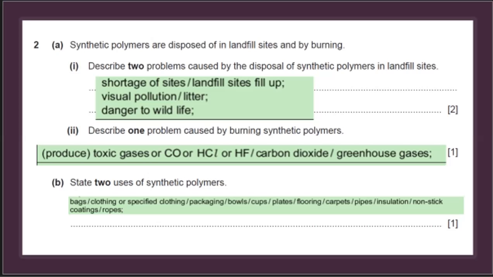Synthetic polymers, we could use it for bags. Now, the word synthetic means to make or to generate, right? So these are polymers that man would make. We use it to make plastic bags. We use it for clothing. We use it for packaging. We use it to make bowls and to make plastic cups and plastic plates. And we use it in floorings and in carpets and in the PVC pipes and insulation and non-stick coating for cooking pans and in roofs and stuff like that.